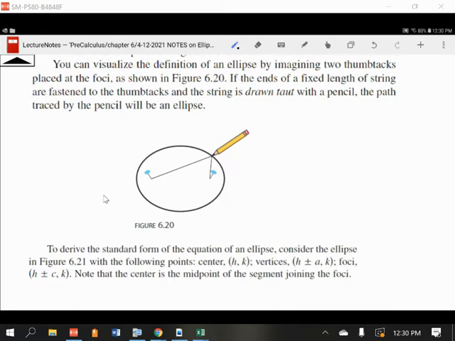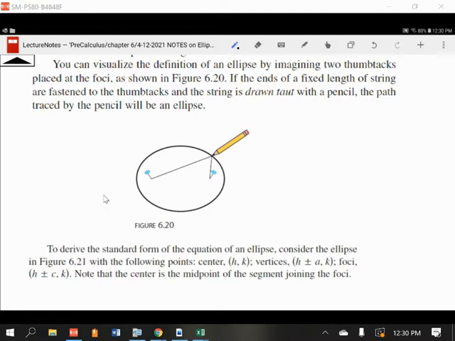tied a string to 2 nails and nailed those 2 nails a certain distance apart. Then you took a pencil and pulled the string tight and traced around the nails with the string, the top half and the bottom half. You'd get an ellipse. And if you think about it, the length of your string is constant, right? You're not using different strings.